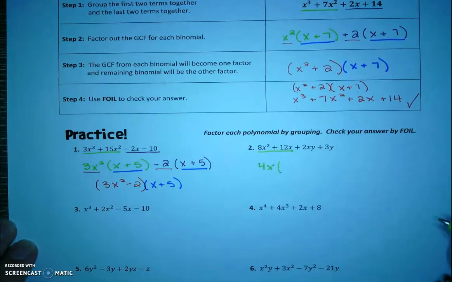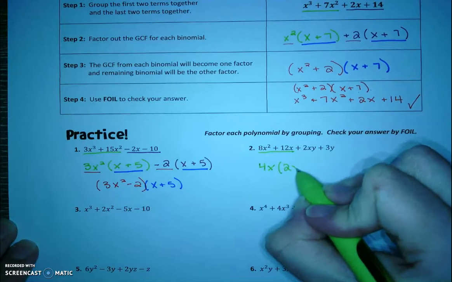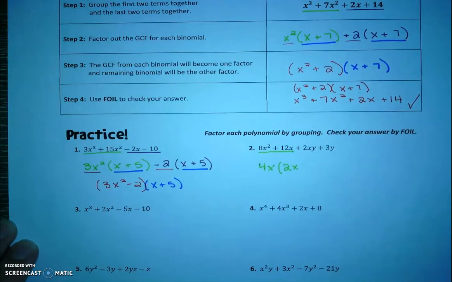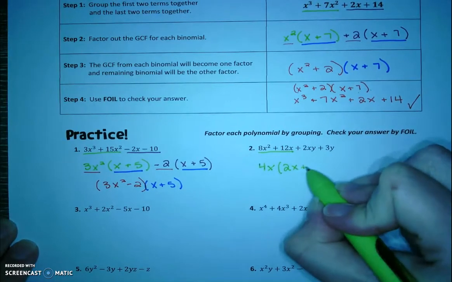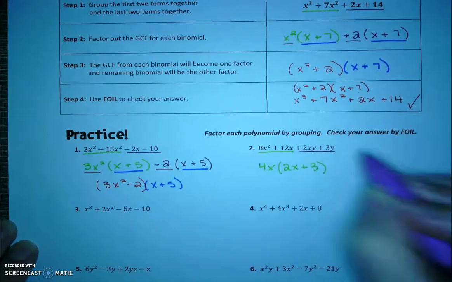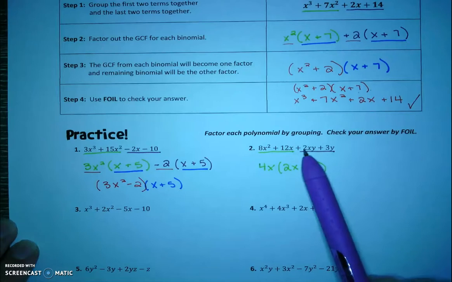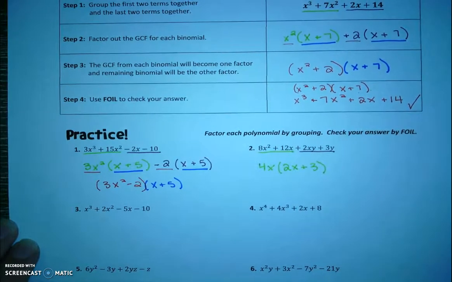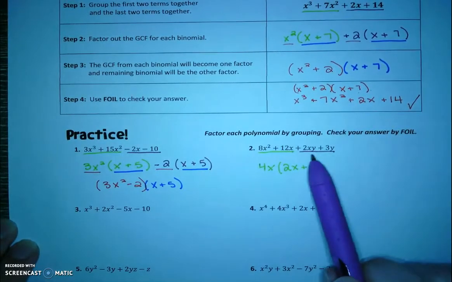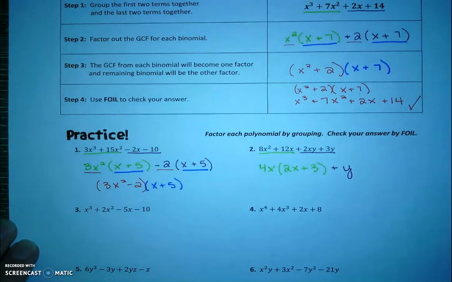When I factor that out, 8x squared divided by 4x gives me 2x, and 12x divided by 4x gives me positive 3. We're going to do the GCF for the second two things now. So between 2xy and 3y, I can't do a coefficient because there's no number I can divide 2 and 3 by that make them smaller. But they do both have a y in common. So in this case, my GCF is just positive y.